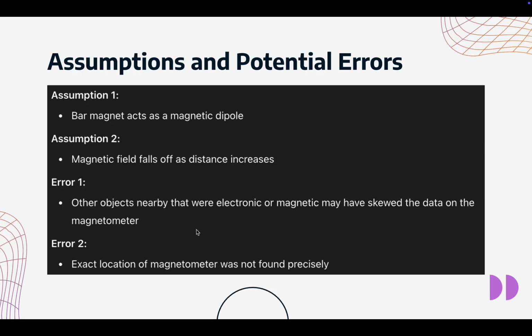And the assumptions and the potential errors. So we had two assumptions, which were that the bar magnet acts as a magnetic dipole and the magnetic field falls off as the distance increases. And the two possible errors were other electronic or magnetic objects nearby that may have skewed the data on the magnetometer, and the exact location of the magnetometer was not found precisely.